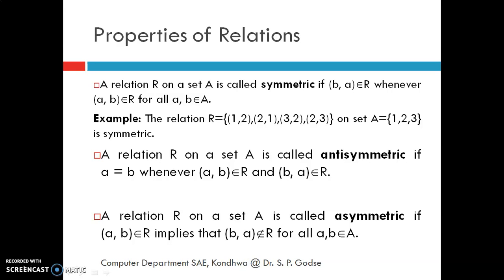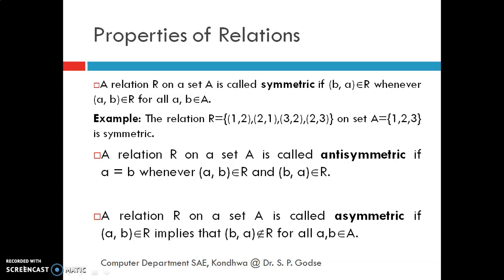Consider the example relation R, which contains the pairs (1, 2), (2, 1), (3, 2), (2, 3) on set A, which contains elements 1, 2, 3. It is symmetric because if you see all ordered pairs, if the ordered pair (1, 2) exists, then (2, 1) is also there. For (3, 2), (2, 3) is also there. So this relation R is called a symmetric relation.